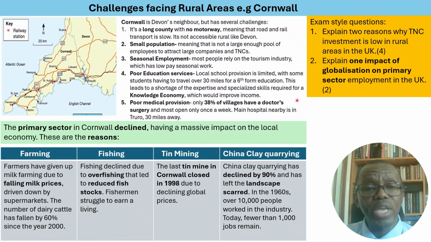Then number 4 is poor education services. Now, local school provision is quite limited in Cornwall, with some students having to travel over 30 miles for a 6th form education. Of course, that then leads to a shortage of expertise and specialized skills that would be required for the knowledge economy, which would then obviously provide a much better income for the young people from Cornwall. So that is a challenge.